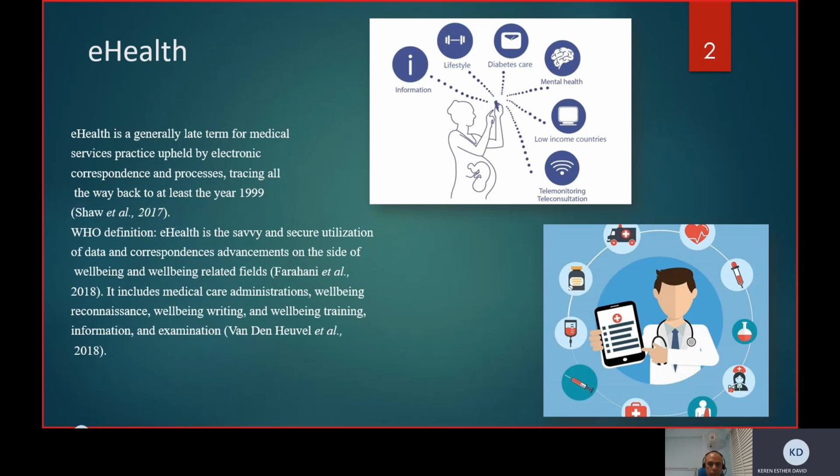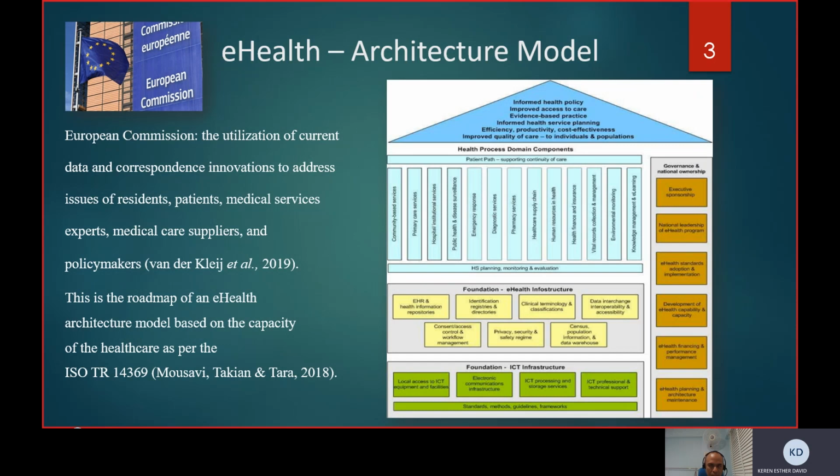E-health, also known as electronic health, is basically a practice that is supported by electronic communication and processes. It is very secure and even cost efficient when it is used in a field like health, and because of the use of the latest technology, which provides great results and fulfills the needs of their customers very easily. This e-health architecture model is a roadmap based on healthcare capacity as defined by ISO TR 14369. We now understand what enterprise architecture and e-health are.